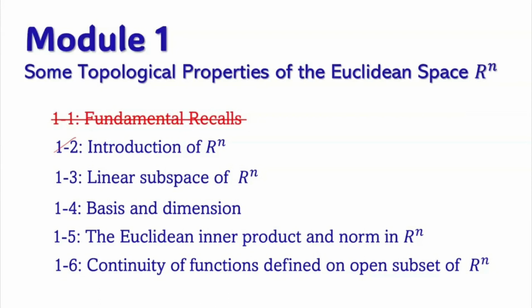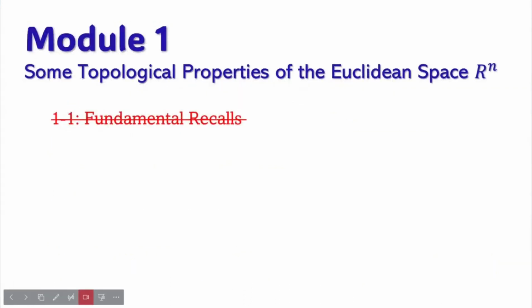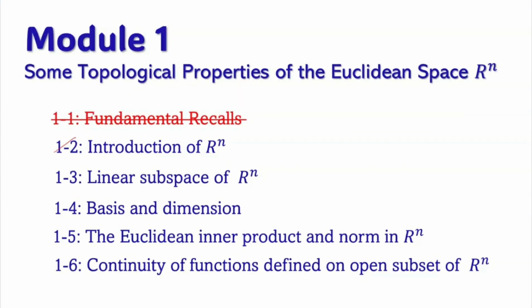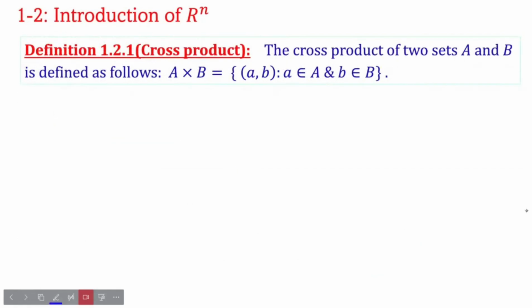Welcome to the second lecture of Analysis of Several Variables. The second topic for this course is introduction of Rn, and then we'll have linear subspace of Rn, basis, dimension, and equally linear product in Rn, and then continuous functions. So before going to the Rn, we discuss the cross product.